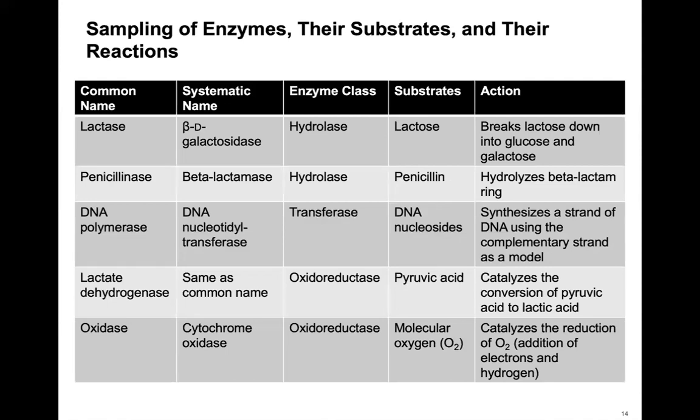Here are some sample enzymes, their substrates and their reactions. For example, lactase will hydrolyze lactose, which means it is breaking lactose down into glucose and galactose. Glucose will then go on to be oxidized and catabolized even further. The systematic name of lactase is beta-D-galactosidase. So here you can just see an example. A lot of times these enzyme names are going to tell you what the enzyme is doing.